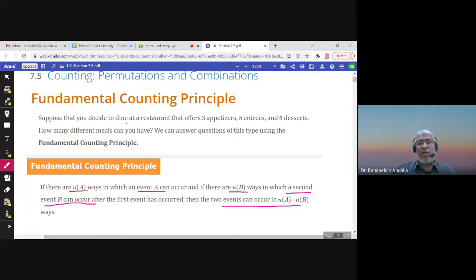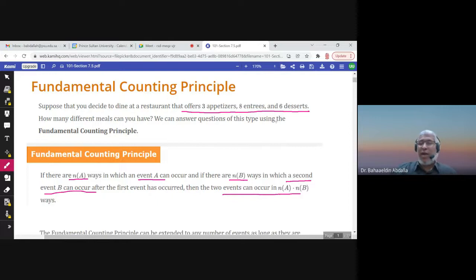Suppose that you decide to dine at a restaurant that offers 3 appetizers and 8 entrees and 6 desserts. So to eat a meal in this restaurant, you will choose one of 3 appetizers, then one of 8 entrees, then one of 6 desserts. So these are 3 events to occur. The first one, appetizers. You can choose appetizers in how many ways? In 3 ways. 3 different appetizers are available. 8 entrees, one of them you will choose. 6 desserts. So how many different meals are possible? How many different meals can you have?